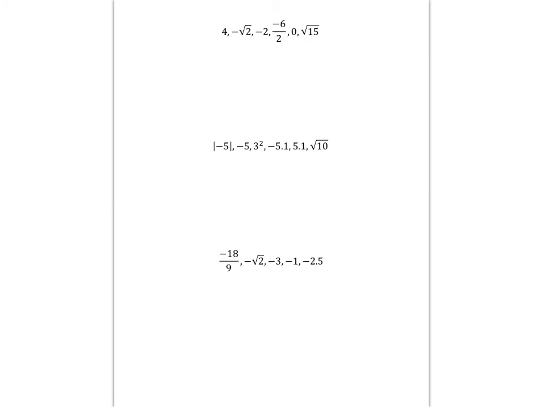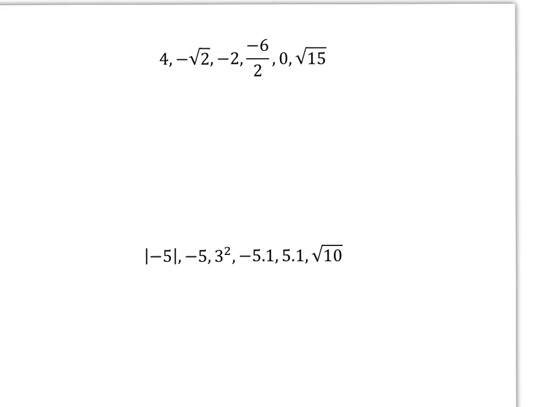Let's take a look at a few more examples. Okay, so I see 4, negative square root of 2, negative 2, negative 6 over 2, 0, and the square root of 15. So let's look here. We see 4, negative square root of 2, negative 2, and then negative 6 over 2 would be 3, and that's a negative.